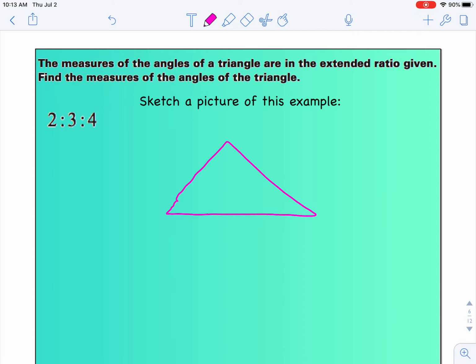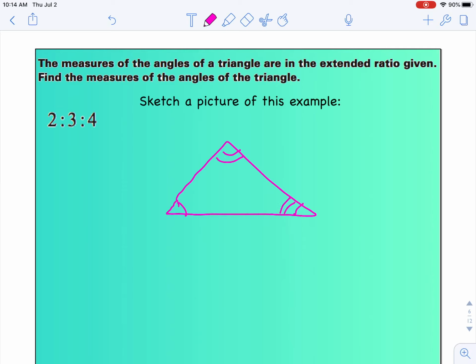Okay, so we know that this angle right here plus this angle right here plus this angle right here have to add to 180 degrees. Well, if this angle measure is 2 degrees, and this angle measure is 3 degrees, and this angle measure is 4 degrees, that is not going to add up to 180. So we do the same thing. You can kind of think it through a little bit, and say, okay, we know it's not 2, 3, and 4.